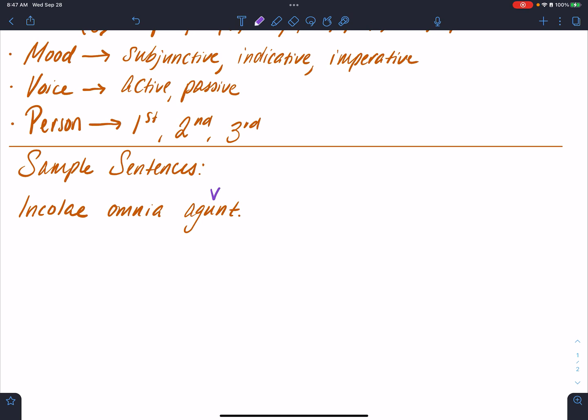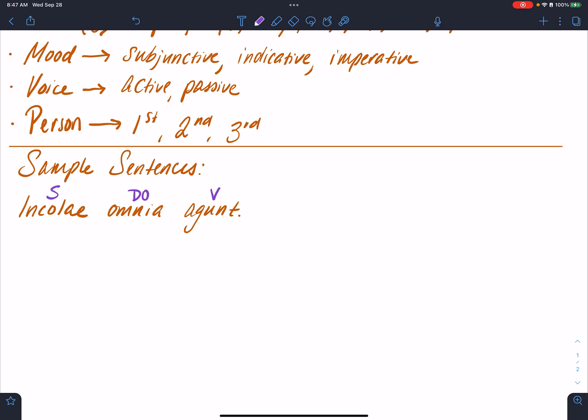All right, so if it's agunt, it's plural. What is my nominative plural? Incolae, good. That's our nominative plural, subject. Okay, now omnia, what does it look like? Direct object, good, because it's neuter and it's plural. Now, omnia just means all, like omnis, omne means all, right? But this is a substantive adjective. Because it's neuter, you can say all things or everything.